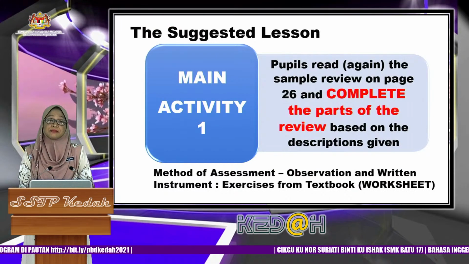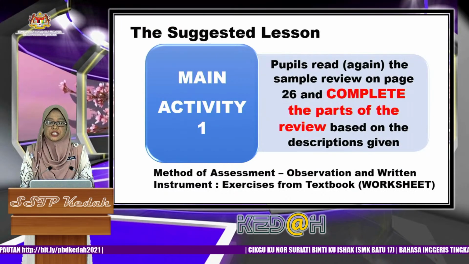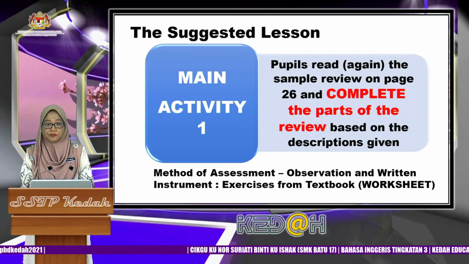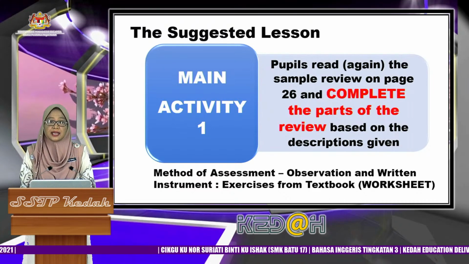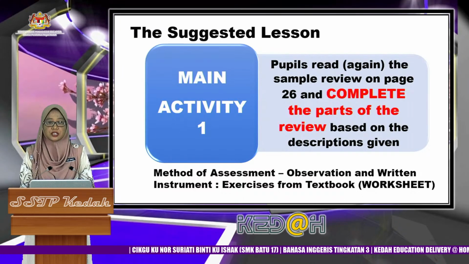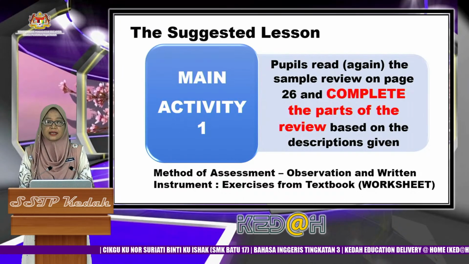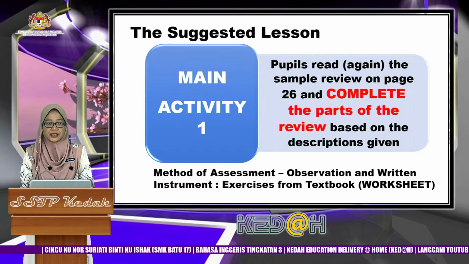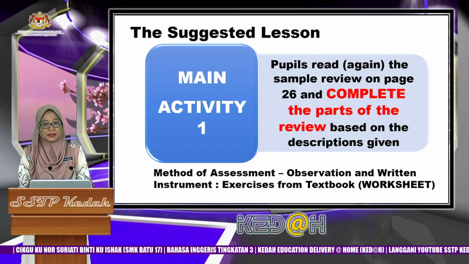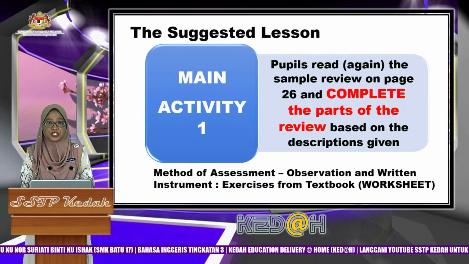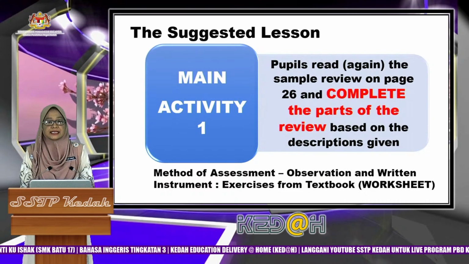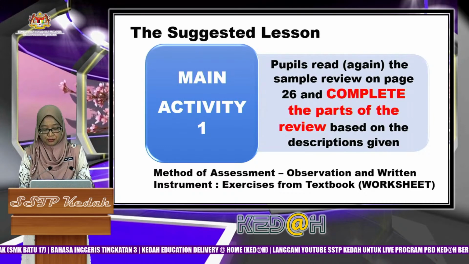So here is the main activity which I will be doing the assessment. Pupils are to read again the sample review on page 26 and complete parts of the review based on the descriptions given. So the method of assessment I use here is observation and written. The instrument I use here is exercises taken from the textbook.